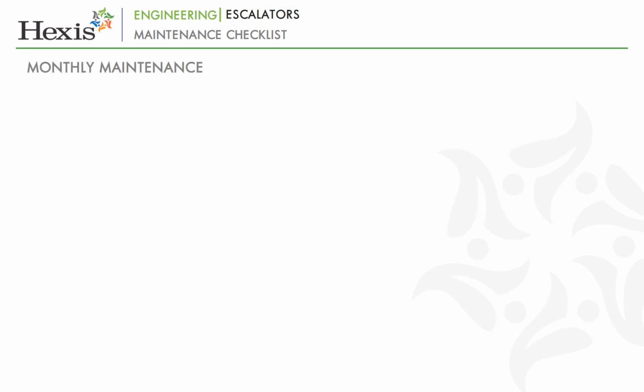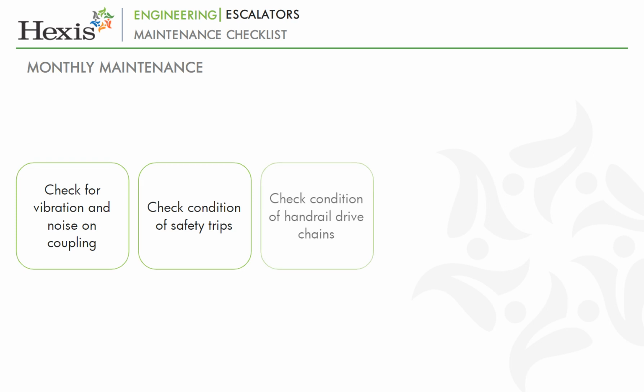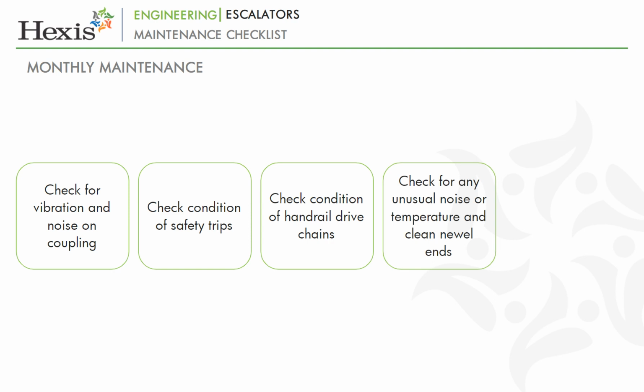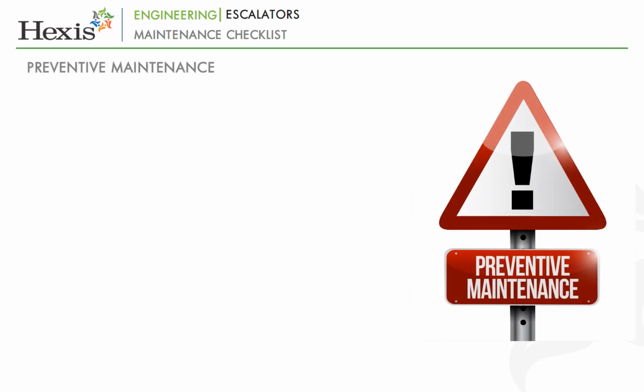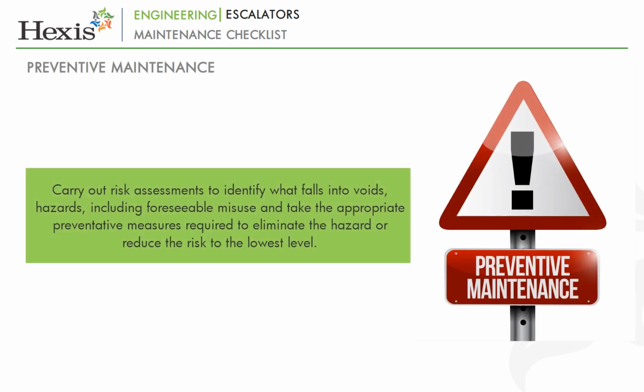The maintenance activities that need to be performed monthly are: check for vibration and noise on coupling, check condition of safety trips, check condition of handrail drive chains, check for any unusual noise or temperature and clean newel ends. Check condition of tension carriage. The preventive activities that need to be performed are: carry out risk assessments to identify fall into voids hazards, including foreseeable misuse, and take the appropriate preventative measures required to eliminate the hazard or reduce the risk to the lowest level.